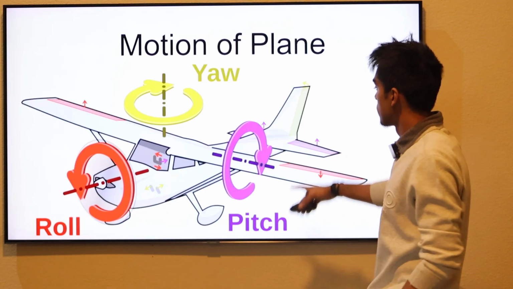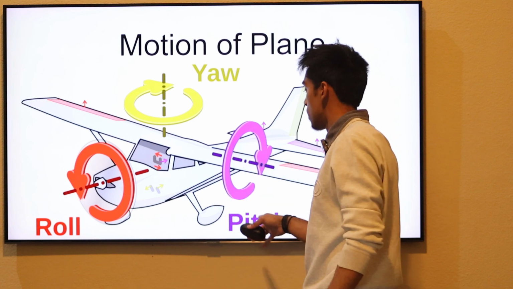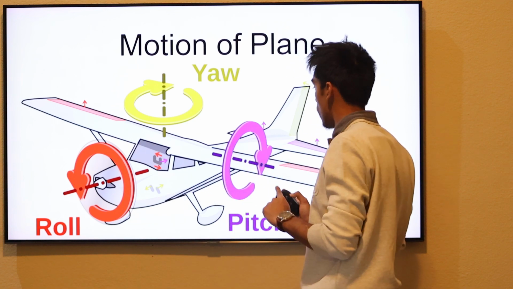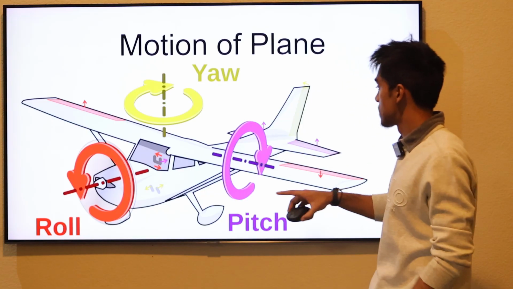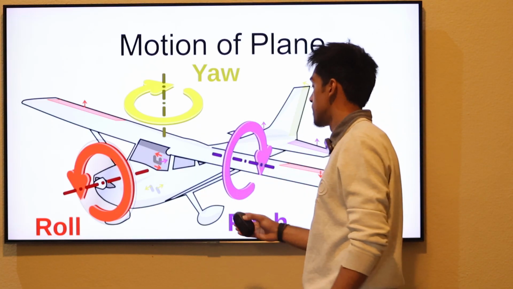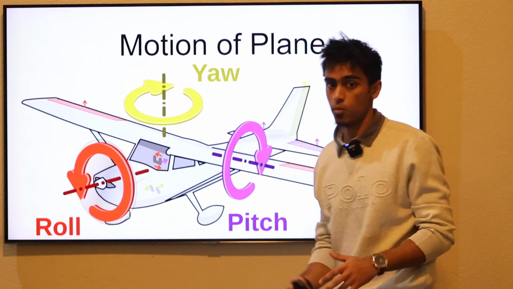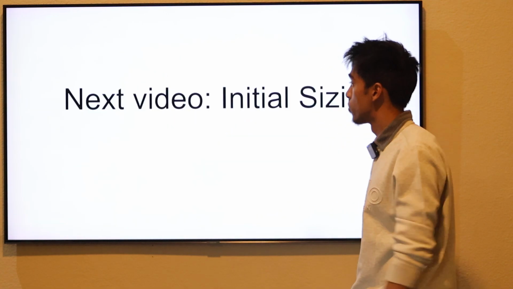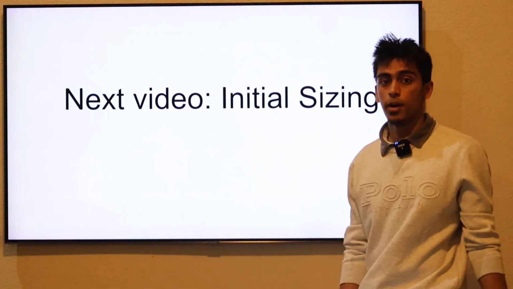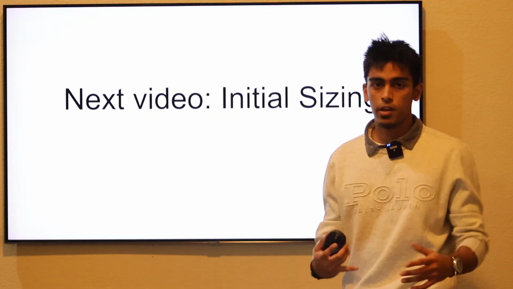Now, what's really important is these things, roll, pitch, and yaw, will happen when you don't want them to if your sizing is not correct. Like if your tail is too small, then yaw and pitch might happen when you don't want it to. If your wing is sized wrong, then roll might happen when you don't want it to. So initial sizing is very important, and we're going to be talking about that next. We will also have the advanced video, so I highly recommend watching that if you want to know more.